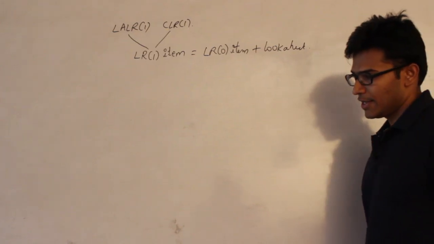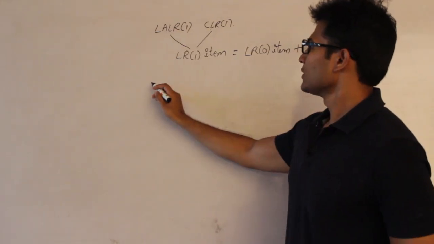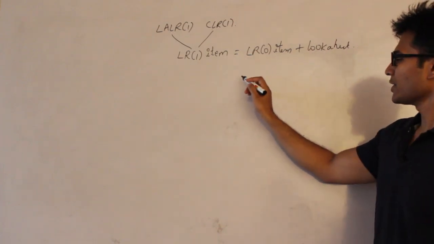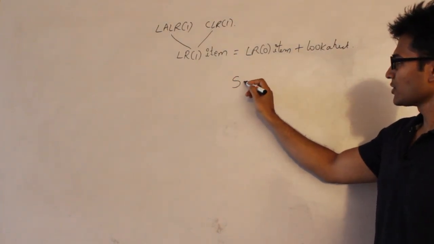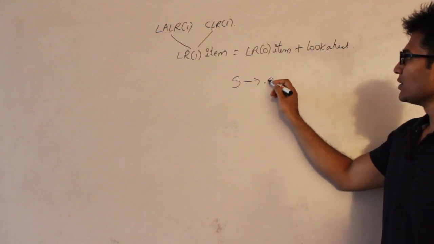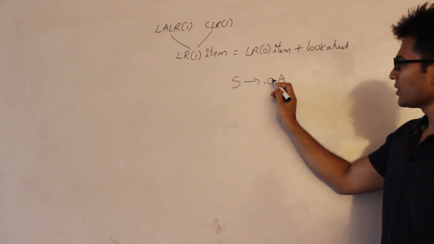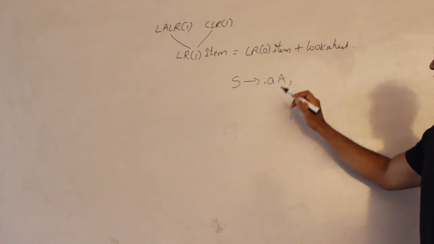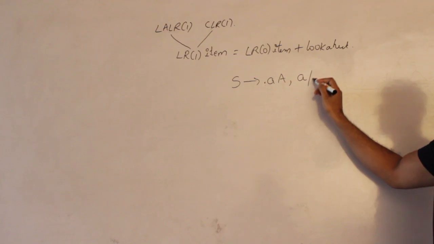For example, what is an LR0 item? Any production with a dot on the right hand side. Let us say a production is like this: dot A. This is nothing but an LR0 item. Now to this LR0 item, I add some symbols which are called look aheads.